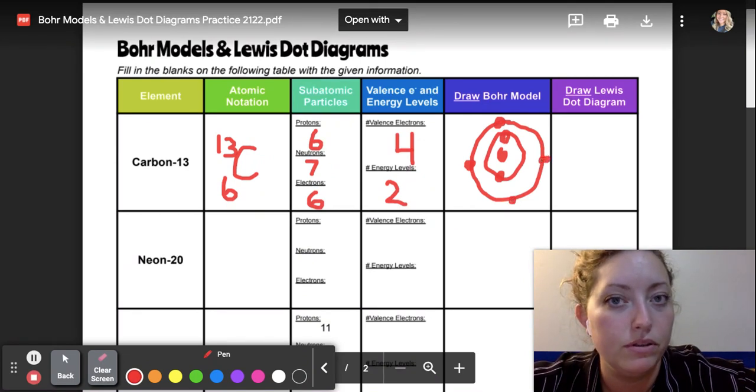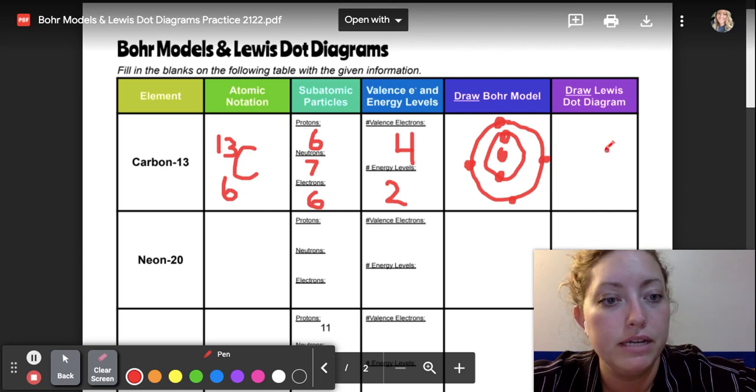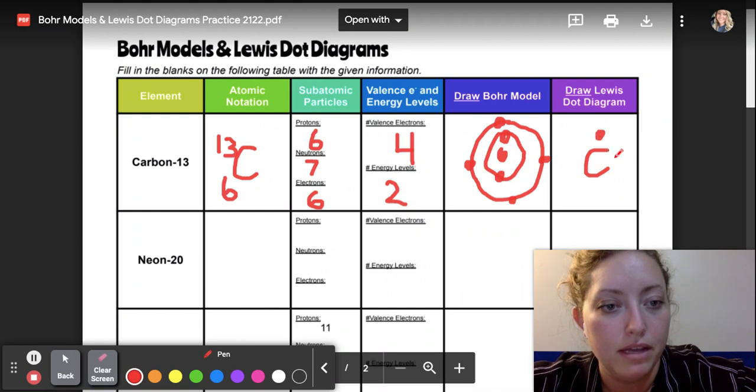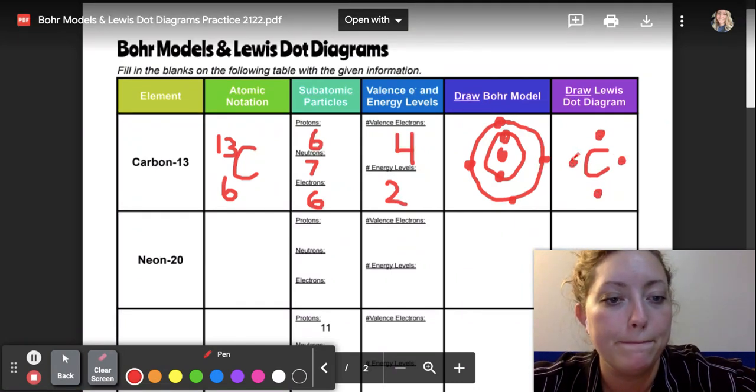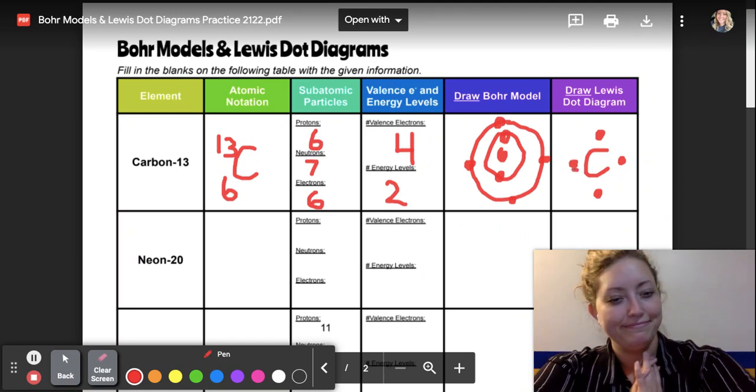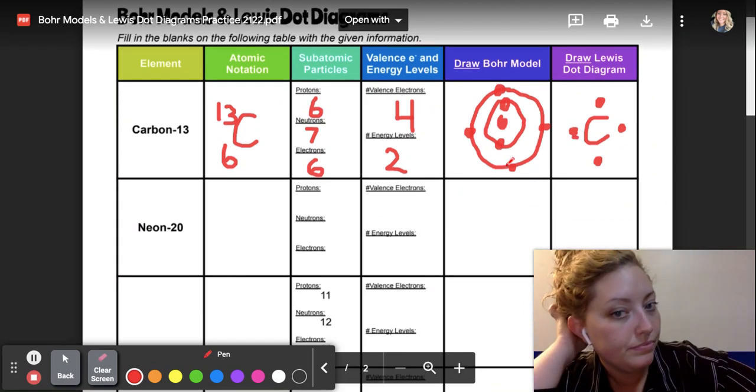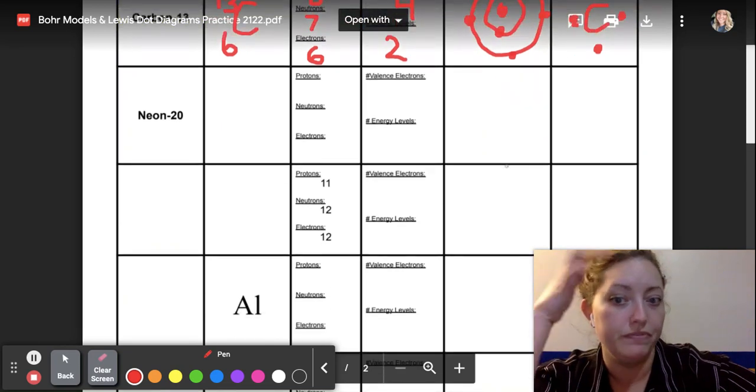And then drawing your Lewis dot diagram. Lewis dot diagrams are just going to represent your valence electrons. They're going to have all of these guys, and you're going to separate them. Boom, you're done. Okay, so that is just what you're doing for these.